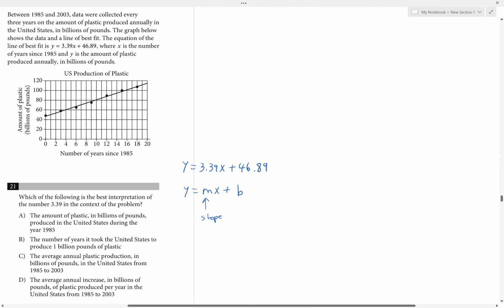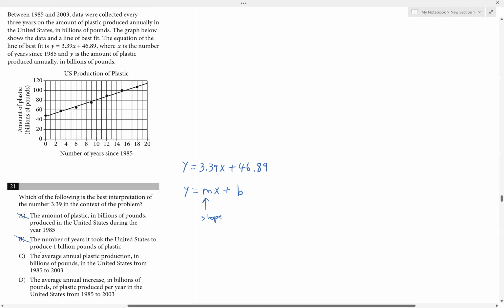A says the amount of plastic in billions of pounds produced in the United States during the year 1985. So it's not the total amount in 1985. That would be the beginning amount, which is actually the y-intercept, the 46.89. But that's not the rate of change, so it's not the answer. Letter B is the number of years it took the United States to produce 1 billion pounds of plastic. Again, no, that's not a number of years, it's a rate of change. So we're looking for a rate.